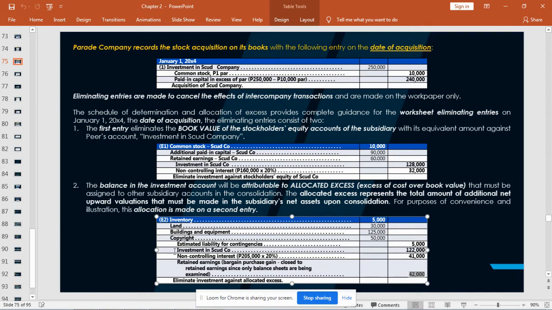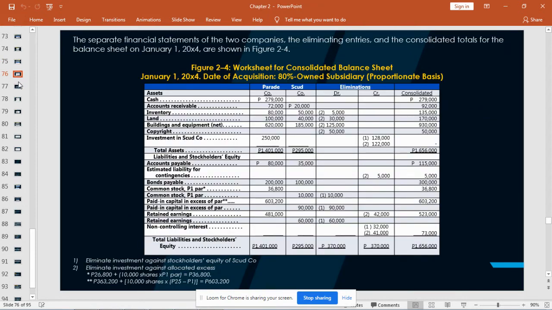Right? So, kung titignan natin yung ating worksheet using the worksheet method, ito yung balance sheet ni parent company. Okay? Then, balance sheet ni subsidiary prior to elimination. Then, ito na yung entries natin. So, eliminate investment against stockholders' equity of SCAD. That is the first entry. The second entry, eliminate investment against allocated excess.